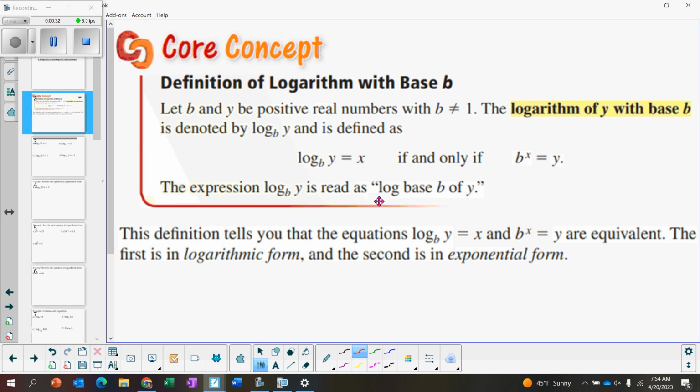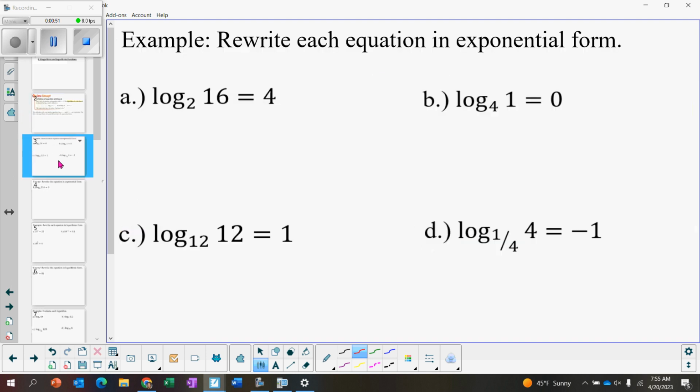All right, this is read log base b of y equals x, and we take the base, raise it to the x, equals y. We call this logarithmic form and this exponential form. So we should be able to convert between the two. So we just said the exponent is the x. So this is the exponent because that's what it was equal to.